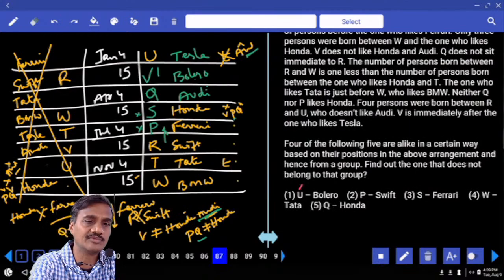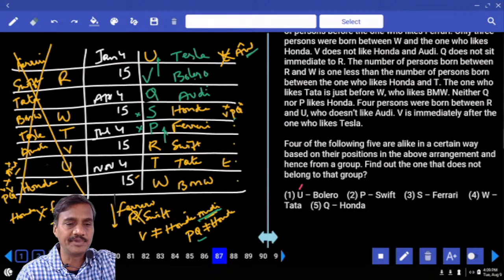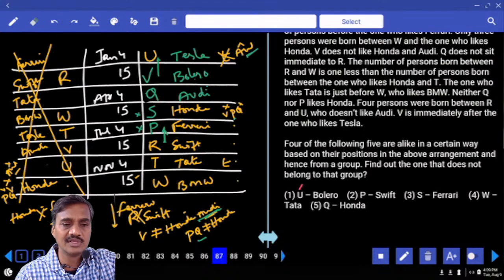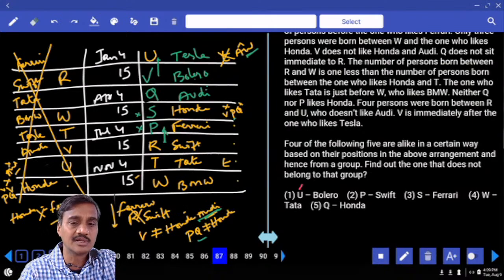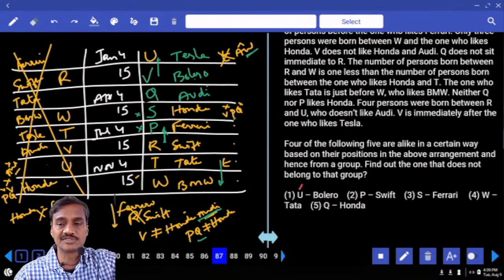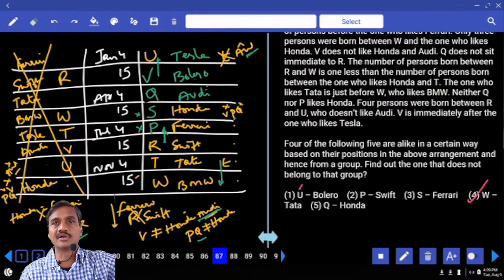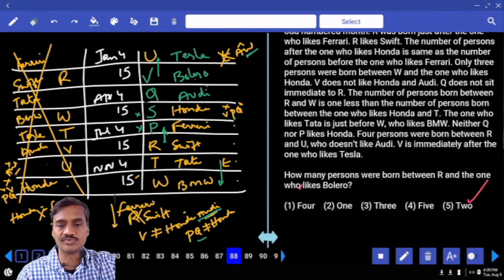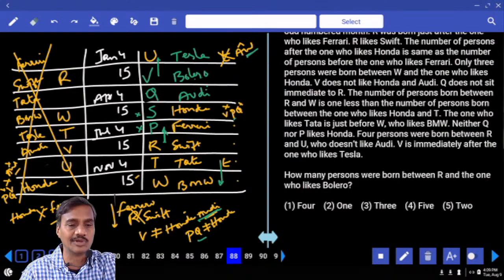U is immediately before this Bolero. And P is immediately before this Swift. S is immediately before this Ferrari. And W and Tata, W is immediately before Tata. W is after this Tata. Except choice 4, the remaining are in the same pattern. 87 is choice 4. And how many persons were born between R and the one who likes Bolero?